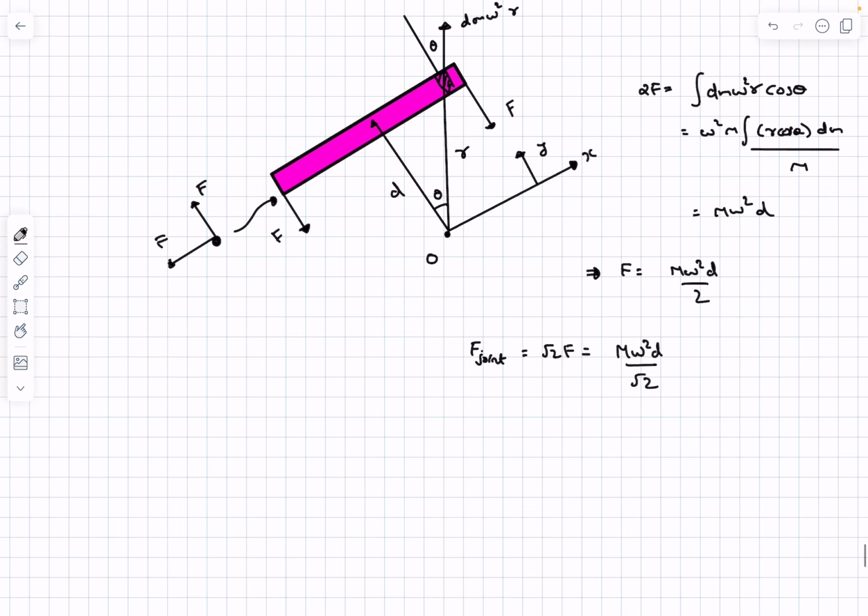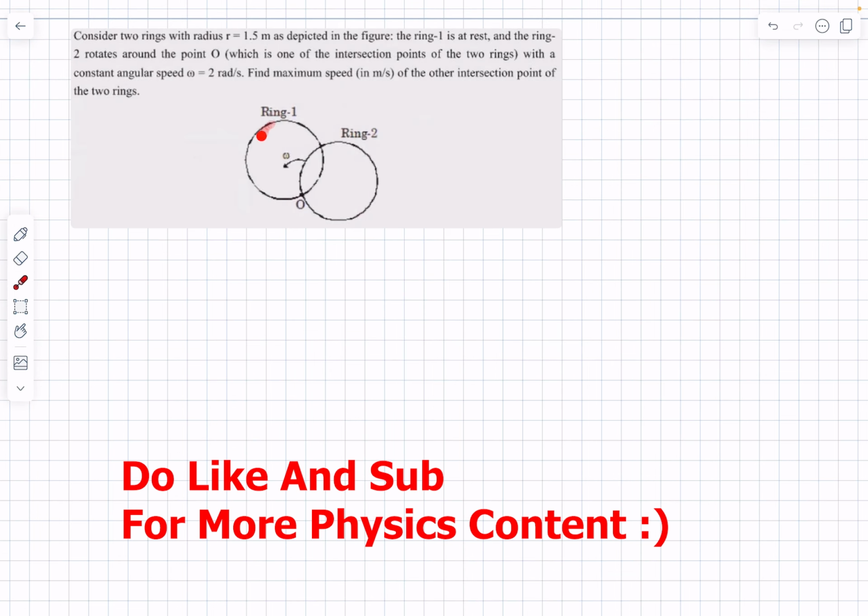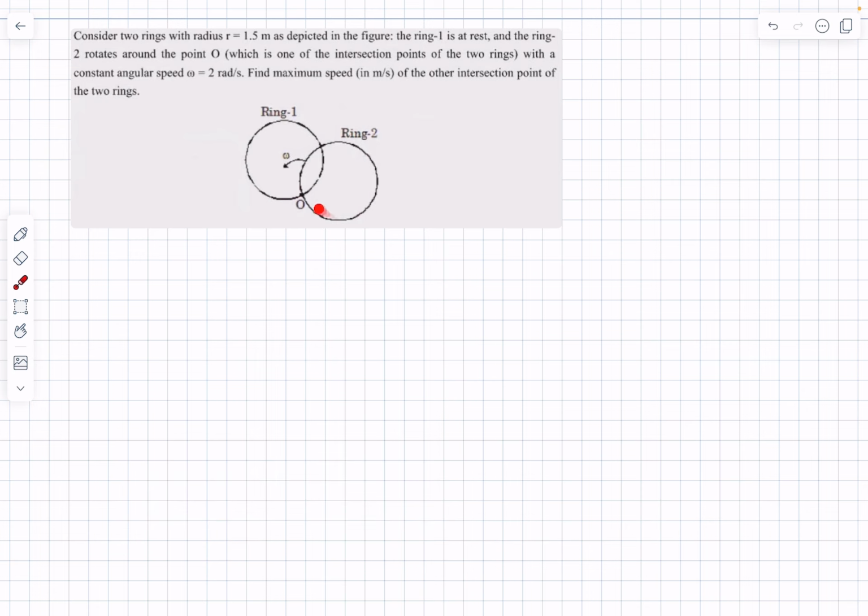So now let's move on to the next problem. Okay guys, in this question we have two rings. Ring 1 is fixed and ring 2 rotates about the point O. So it is basically performing fixed axis rotation about the vertical axis passing through the point O. The question is to find the maximum speed of the other intersection point of the two rings.